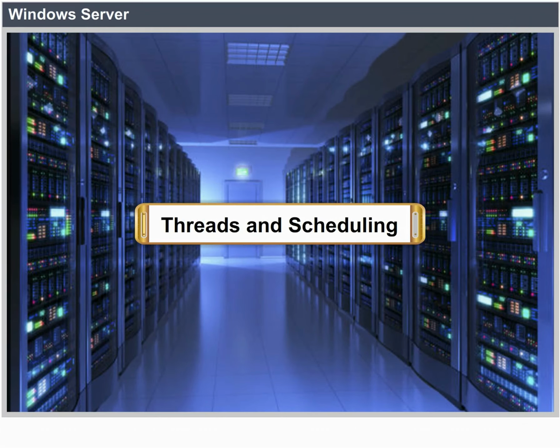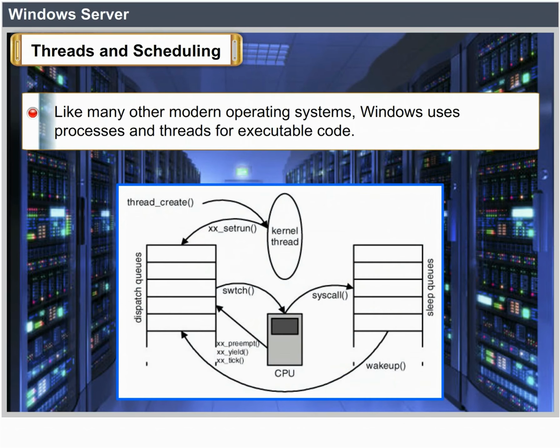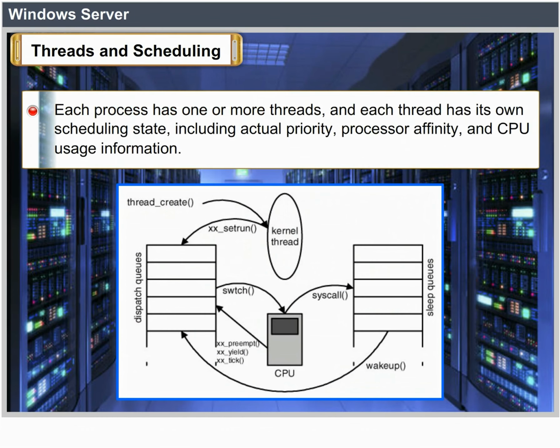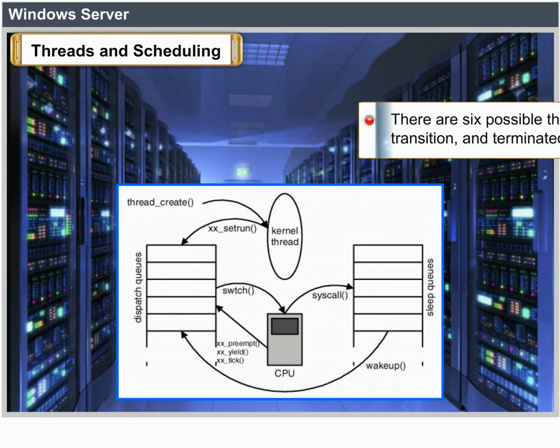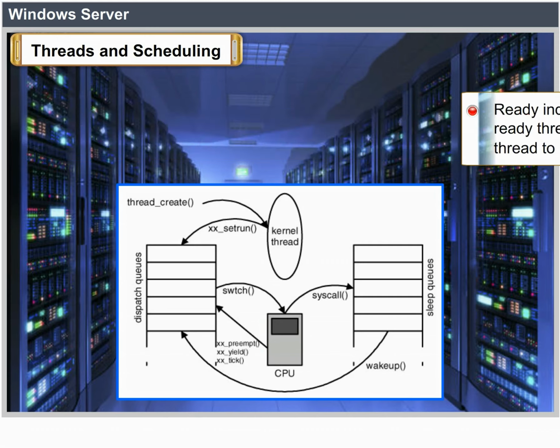Threads and scheduling. Like many other modern operating systems, Windows uses processes and threads for executable code. Each process has one or more threads, and each thread has its own scheduling state, including actual priority, processor affinity, and CPU usage information. There are 6 thread states: ready, standby, running, waiting, transition, and terminated.